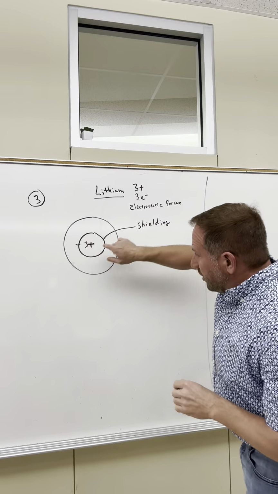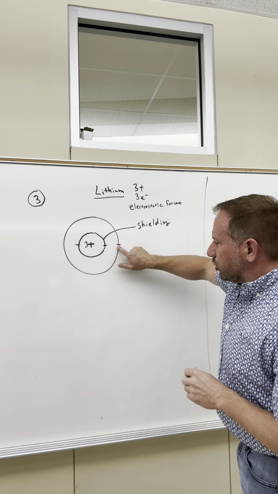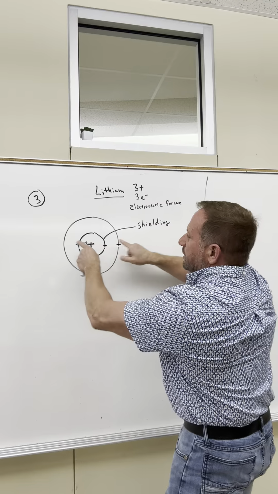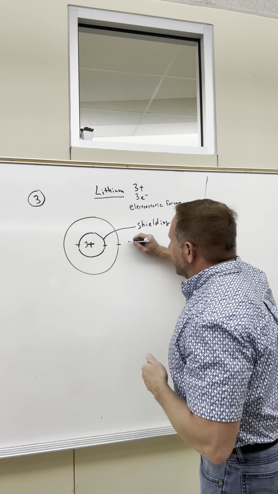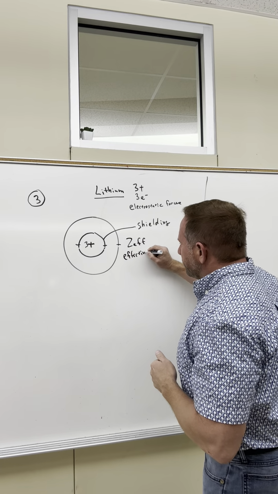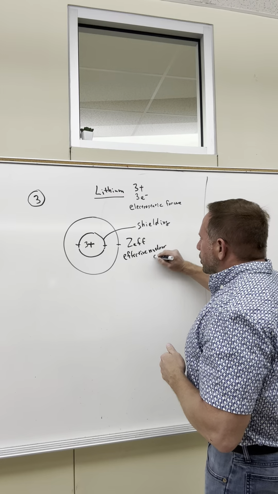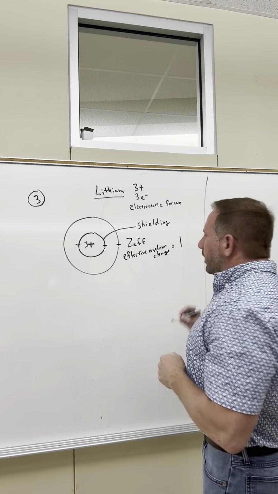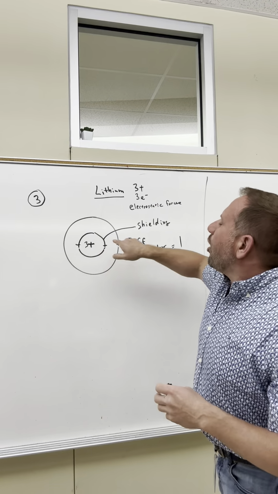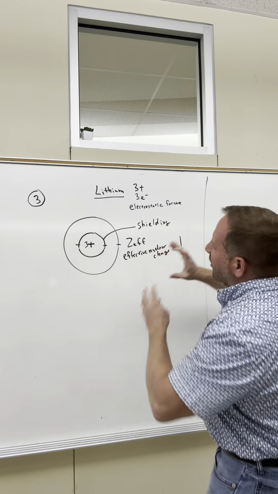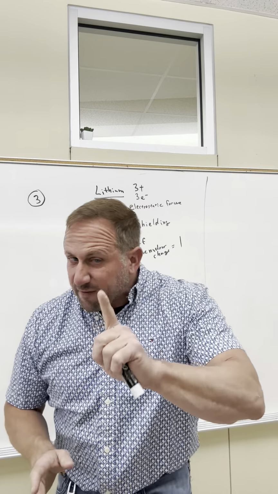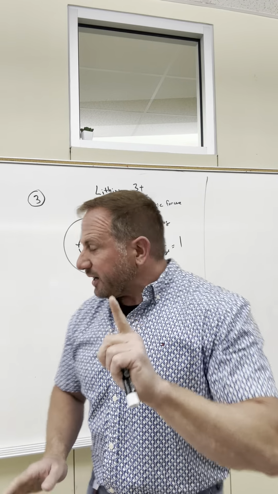Well, we say that 3 protons pulling in on 1 electron, with 2 pusher-outers, so 3 puller-inners and 2 pusher-outers, would have a ZEF, or an effective nuclear charge, of 1. Which means that those 3 protons, when they pull in, are really only having an effective charge of 1 pulling that guy in. Now, that's important. It's going to be very, very important. We're going to come back to it. So let's hang on to that idea.